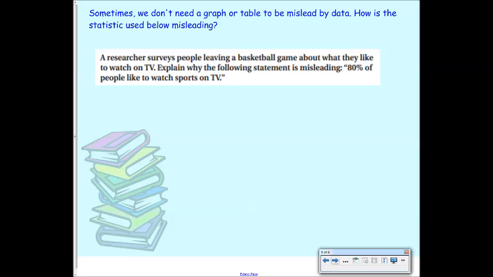Where are they? Okay, they're at a game. They're at a sporting event. So if you're at a sporting event, what are the odds that you like to watch sports? Really high. But does that mean that 80% of all people everywhere like to watch sports? No, that's misleading. So if you want to find out what people like to watch on TV, what would be a better way to conduct that survey?